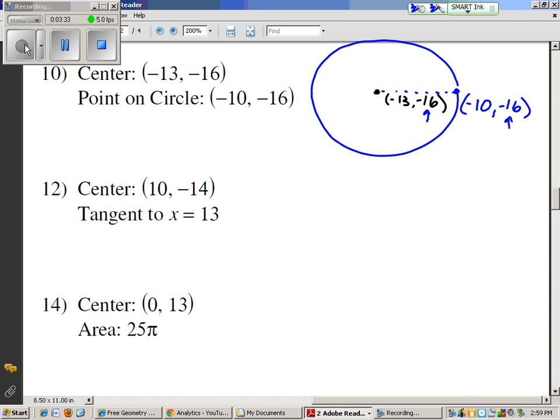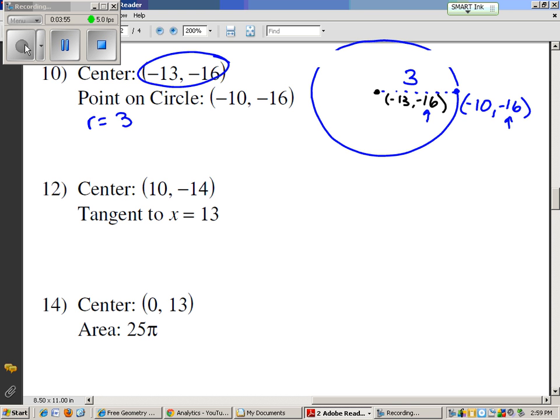So all that changed was the x distance, and it looks like it moved 3 units. So that's 3 units long. So I know my radius now, r equals 3. And I know my center. Go ahead and write the equation. I'm not going to do it for you, but you know it should be x plus 13, y plus 16, and r equals 3. So that'd be 3 squared on the other side.